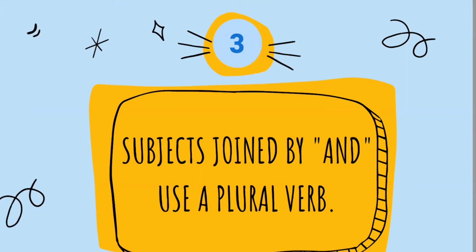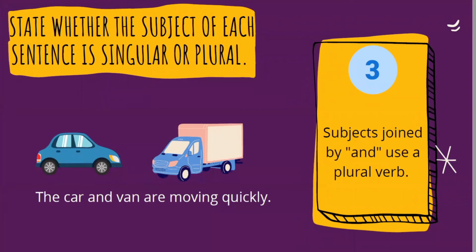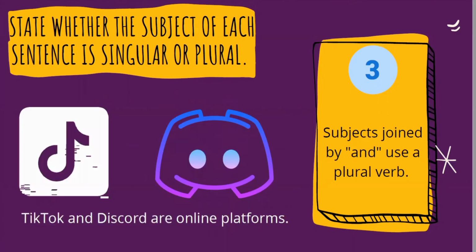Subjects joined by and use a plural verb. So state whether the subject of each sentence is singular or plural. The car and van are moving quickly. The car and van. We see here we have two objects, a car and a van. That's a plural subject. Therefore, the verb is also plural. TikTok and Discord. Two separate items, two separate online platforms. Therefore, the verb is again plural.